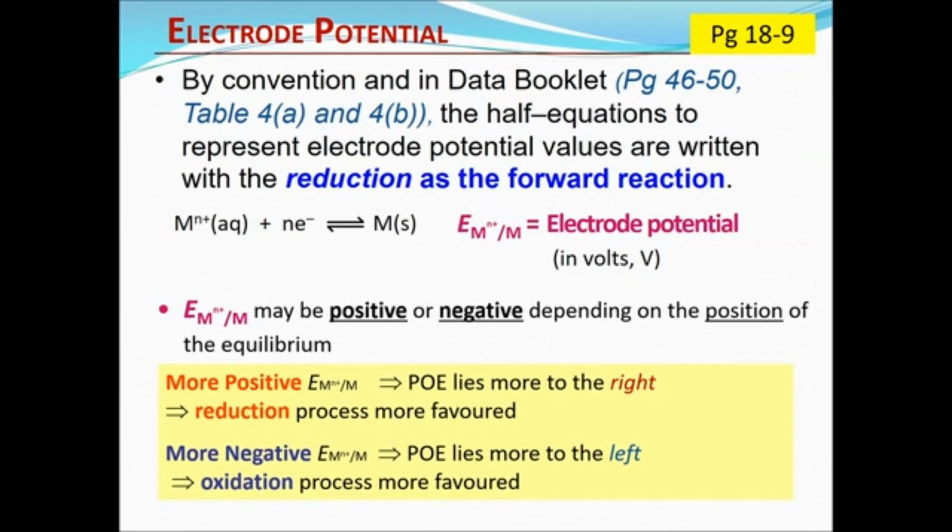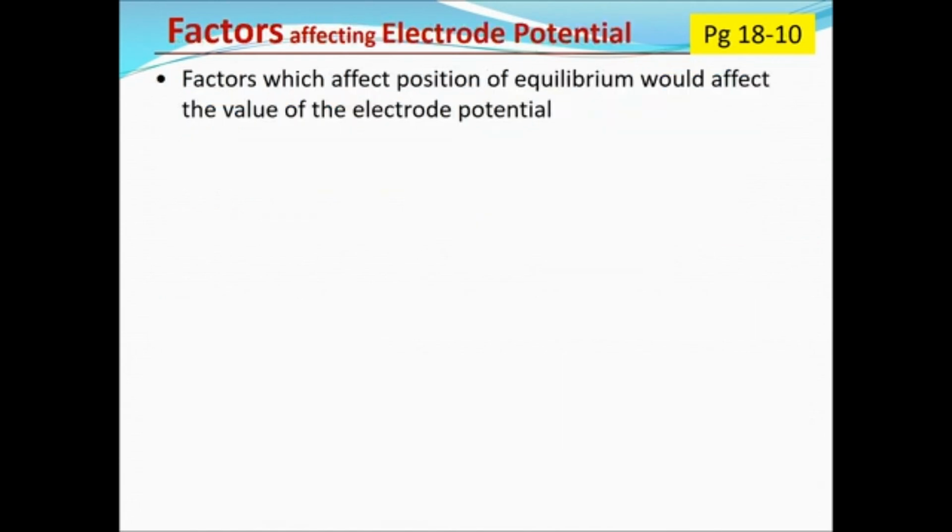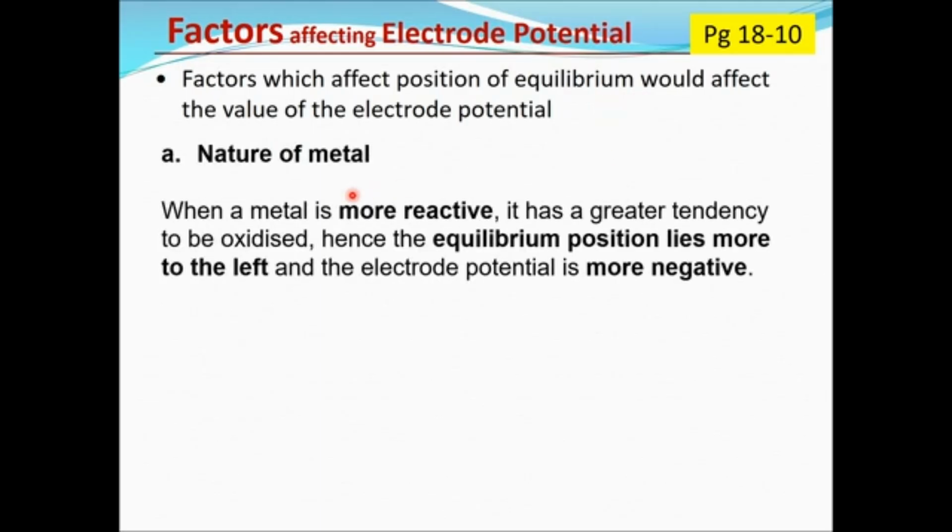So do keep this in mind as we move on to understand the factors affecting the electrode potential. Okay, because electrode potential values represent equilibriums, redox equilibriums in that sense, the position of equilibrium can be affected by many factors that you're already familiar with. So specifically, we start off with the nature of the metal. Because different reactions would have different equilibrium constants. In this case, for a different metal, if the reactivity is different, it will also have a different electrode potential value.